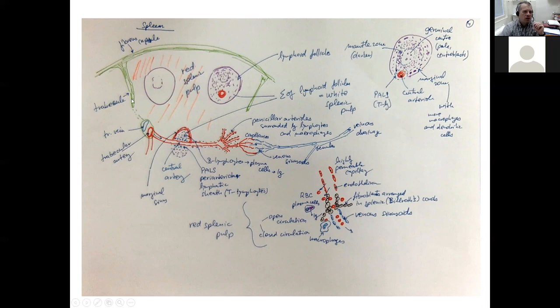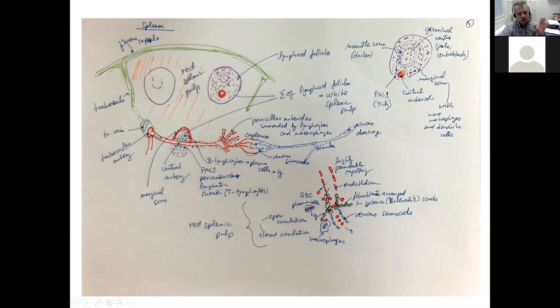The fibrous capsule projects into connective tissue trabecules that contain trabecular arteries. These are branches of the splenic artery, by the way. And spleen is one of the organs where we need to understand the circulation pattern in order to be able to understand the histology and later on the function of the spleen. So let's follow how the blood flows through the spleen.